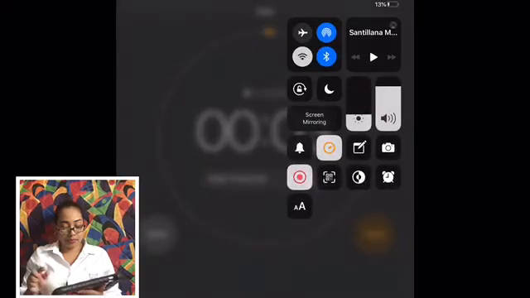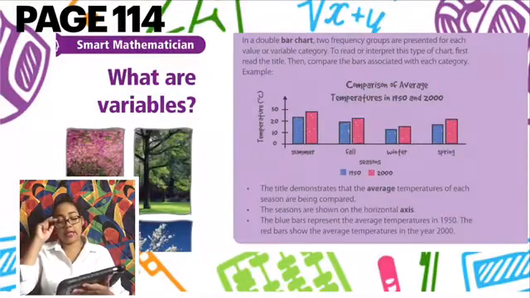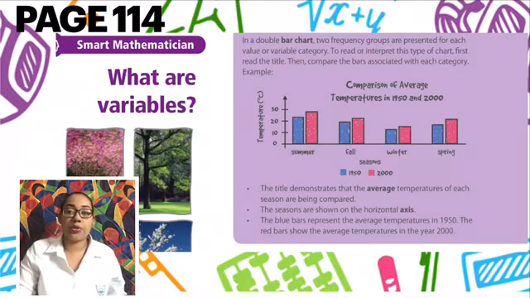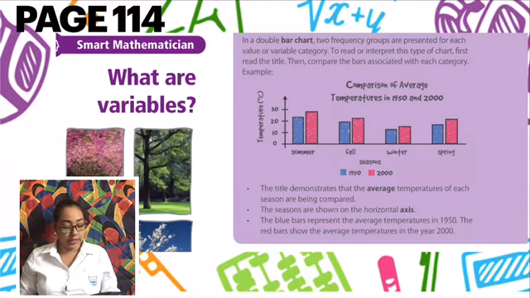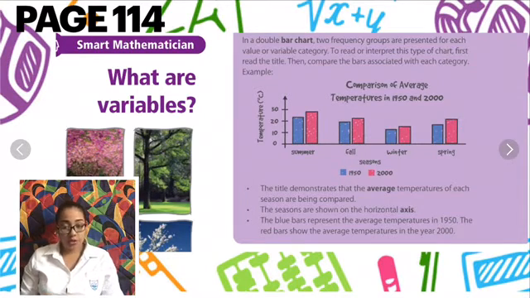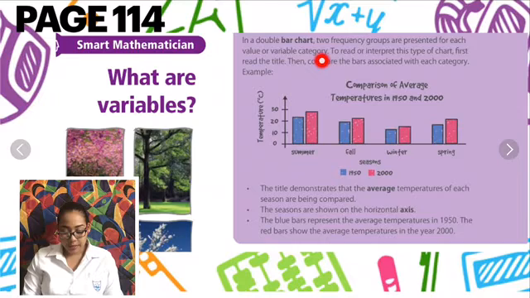Okay, now I hope that you already analyzed those 3 pages, because we're going to get started and look at this new exercise located on page 114. We're going to start by reading this purple information. It says, in a double bar chart, 2 frequency groups are presented for each value in a variable category. To read or interpret this type of chart, first read the title, then compare the bars associated with each category.